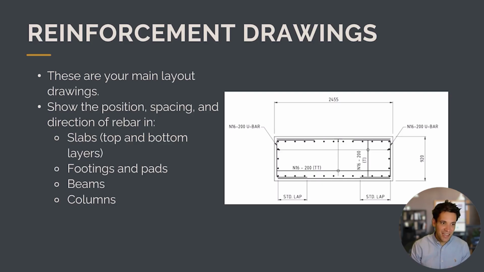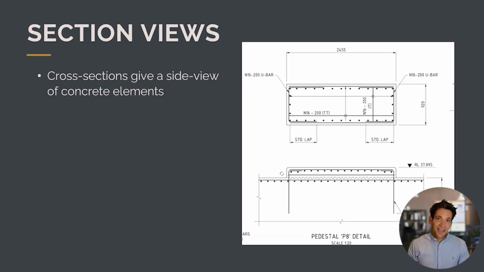So you can see in the X direction, we've got N16 200 bars, so 16 mil bars at 200 mil spacing, and in the Y direction, we've got the same thing, N16 200 bars. So this gives you, imagine, a bird's eye view of the slab. Now, we also need to look at the section view.